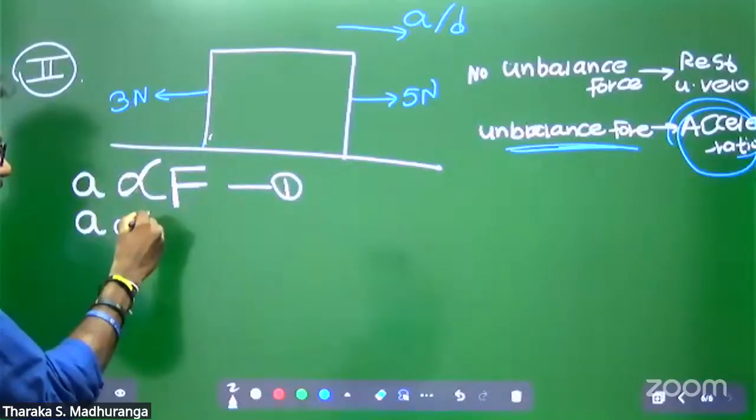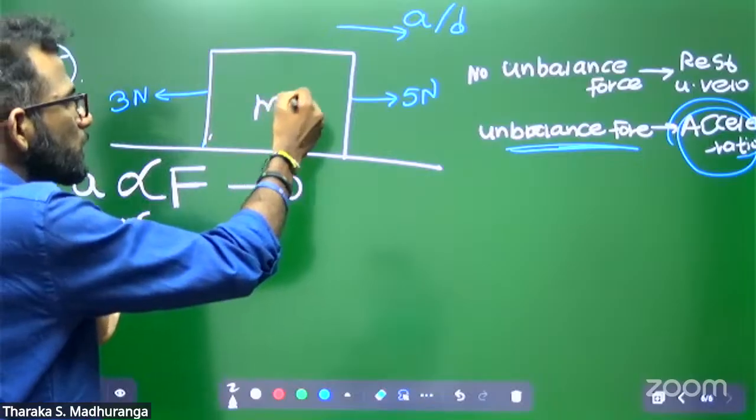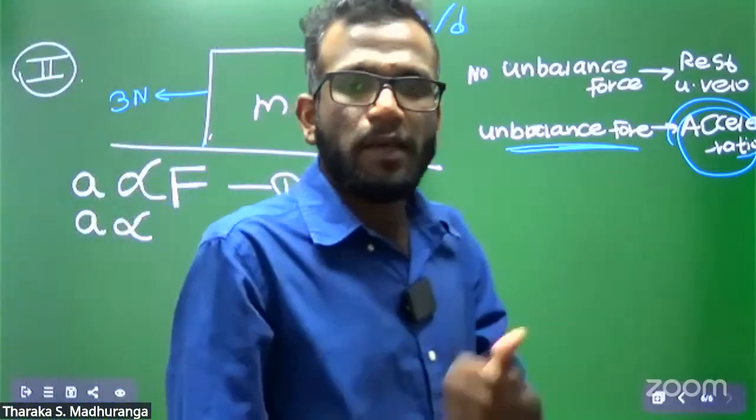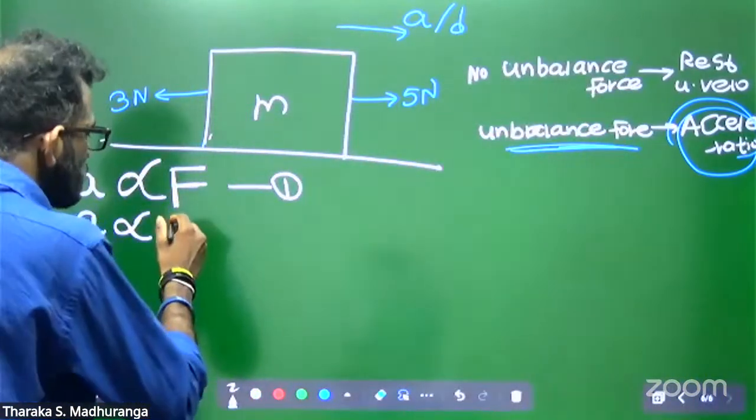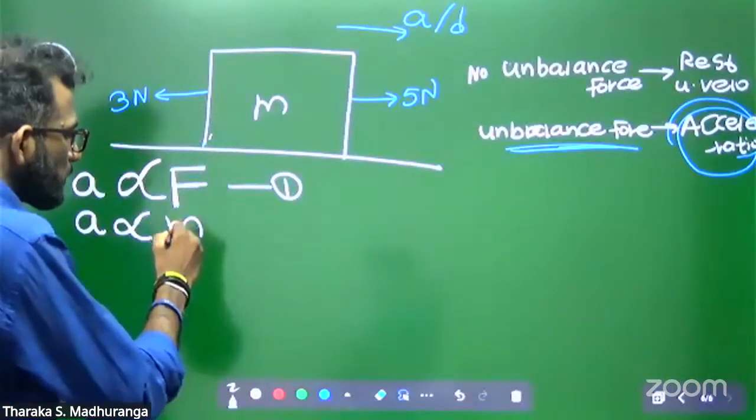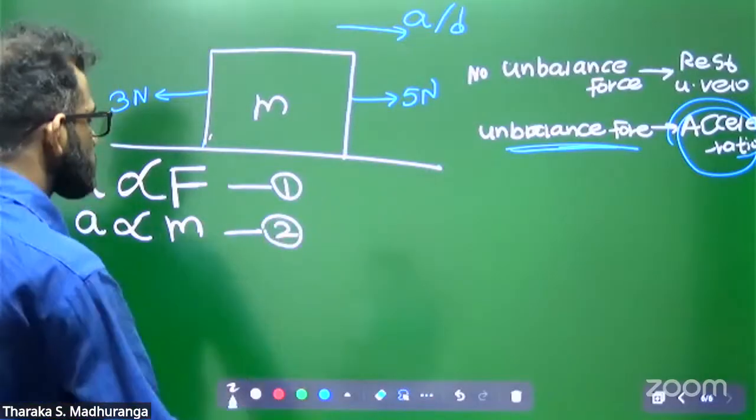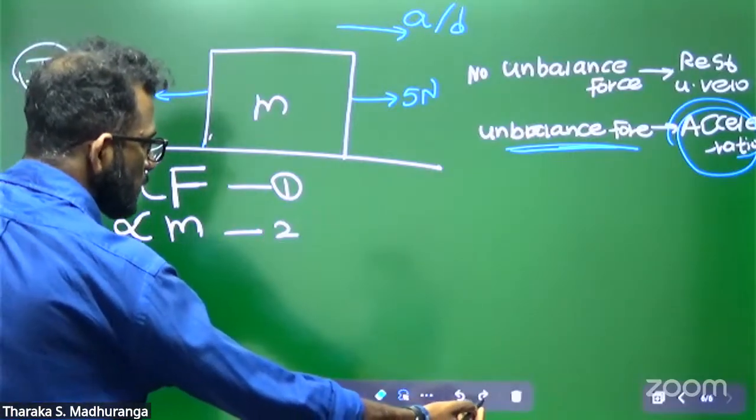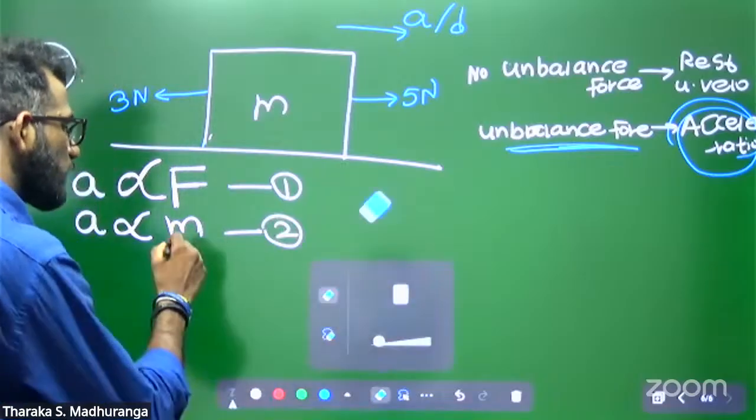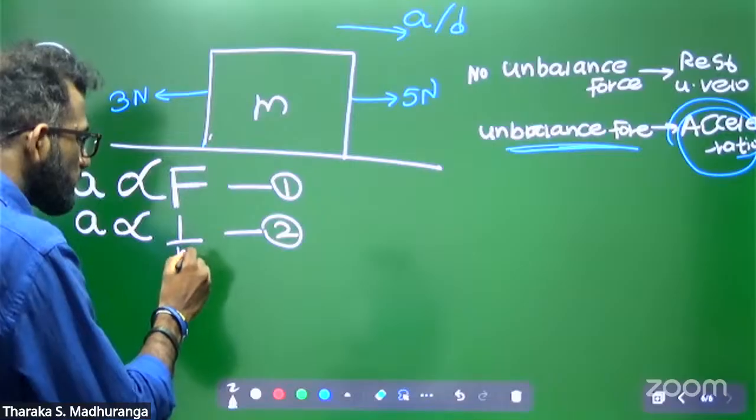And this acceleration is inversely proportional to the mass of this object. Understand, the mass of this object. This is my second point. Inversely proportional does not mean m; you will understand when we discuss 1 over m.